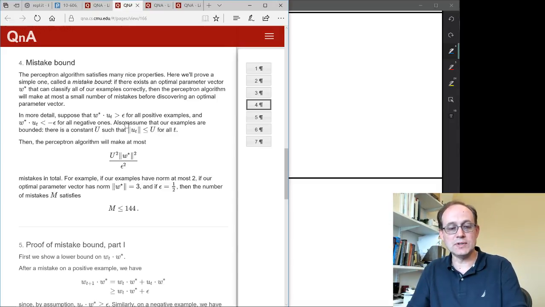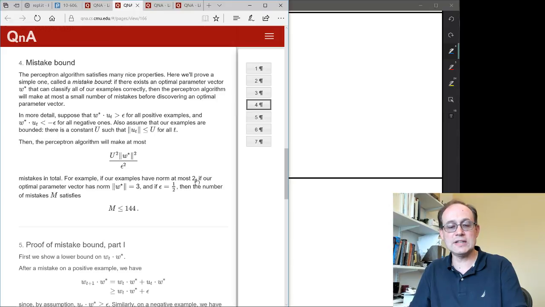We're also going to want to assume that all of our examples are bounded. So there's a constant capital U that upper bounds the norm of our examples. I guess both of those are slightly stronger than just the assumption that there's an optimal parameter vector W, but they're certainly not that much stronger, and these are precisely the assumptions that we're going to make for our proof. And from these assumptions, we're going to prove this conclusion.